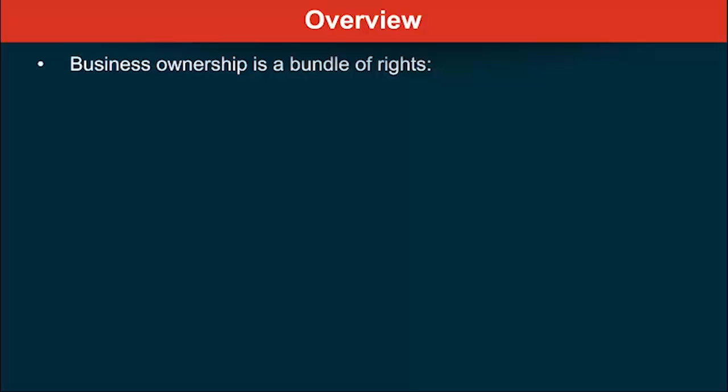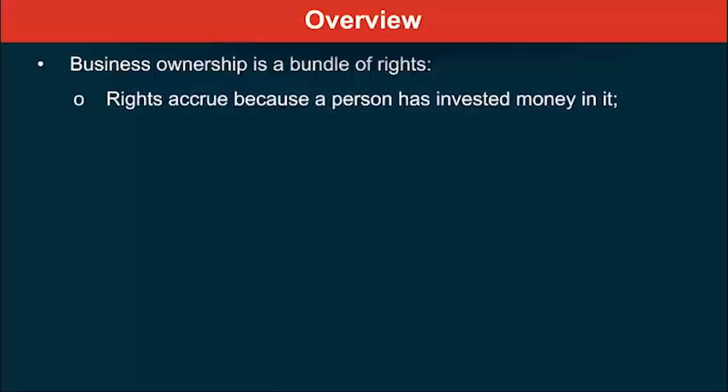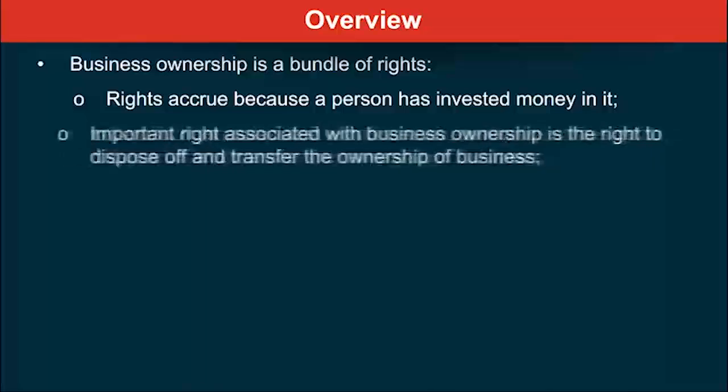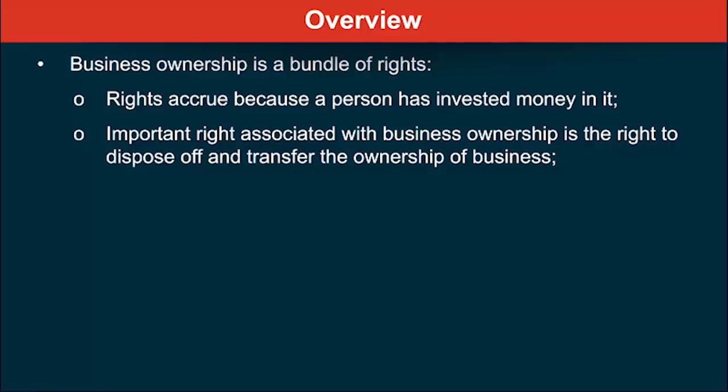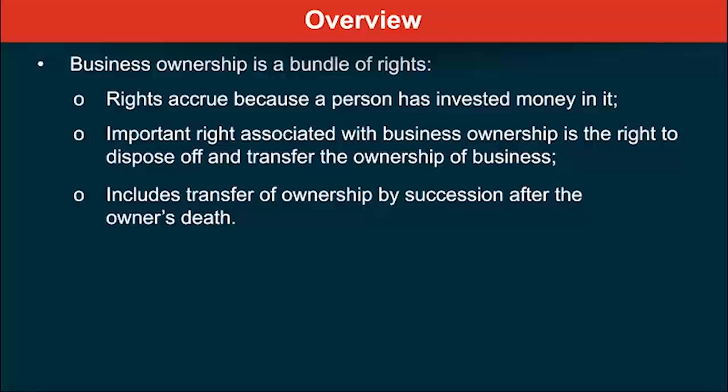That's what they say. What do you mean by that statement? Basically, rights come because of what? Because a person has invested money in it, isn't it? So an important right which is associated with business ownership is the right to dispose of. That is, if you want to sell, you can sell. And we are saying further that you can transfer the business to somebody else, including transfer of ownership, whether it is voluntary or because of the death of the owner. So it could be by succession.